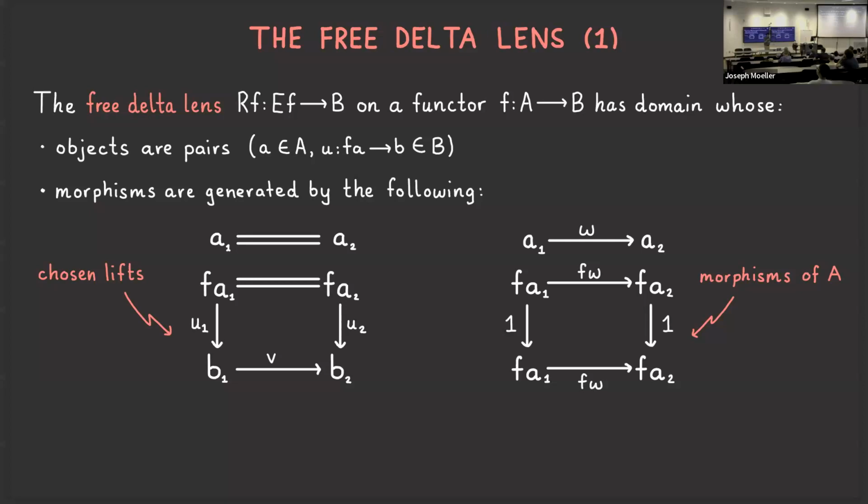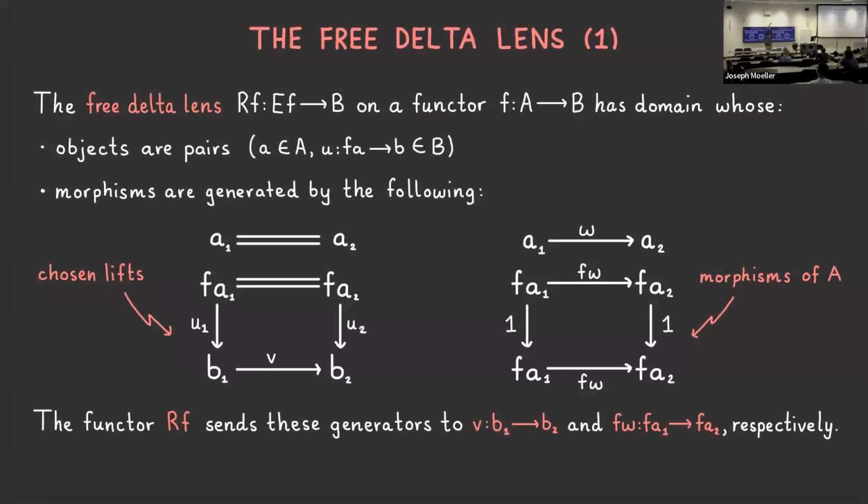The second class of morphisms are the morphisms that are coming from the domain of our functor, so they're the morphisms of A. The category is going to be generated by these two classes of morphisms, modulo sensible things like if we have two commuting triangles and we paste them together, we get another commuting triangle. And if we have two morphisms of A and we compose them, we get another morphism of A. So it's not freely generated by these two classes, but it's generated modulo conditions that we already know exist.